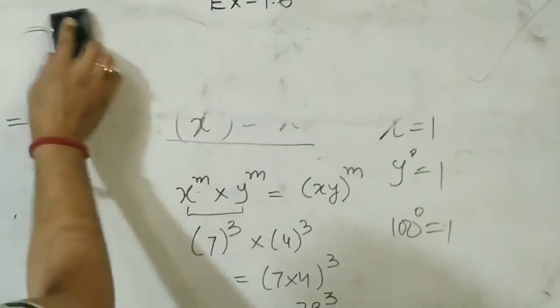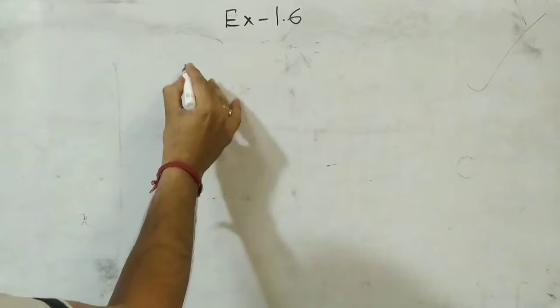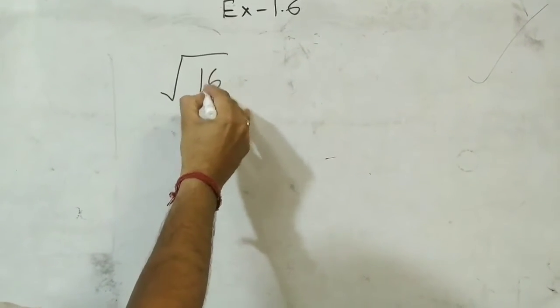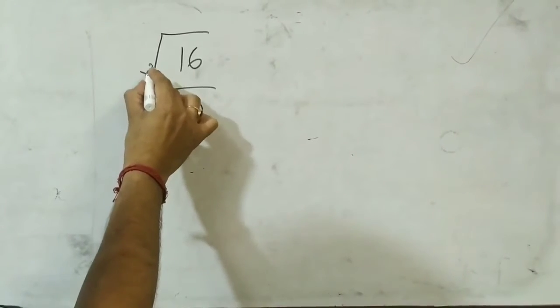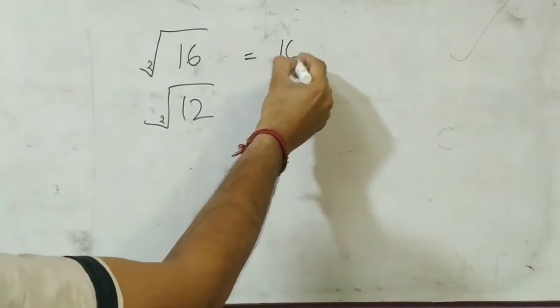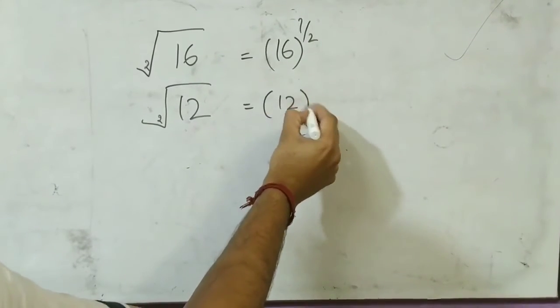One more thing I should tell you: generally when it is under root 16 or under root 12, there is a 2 over here, and that means 16 to the power half, 12 to the power half.